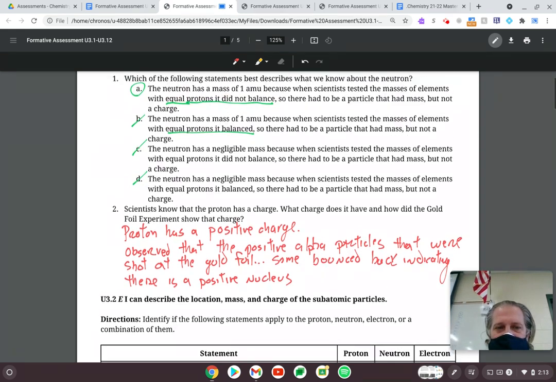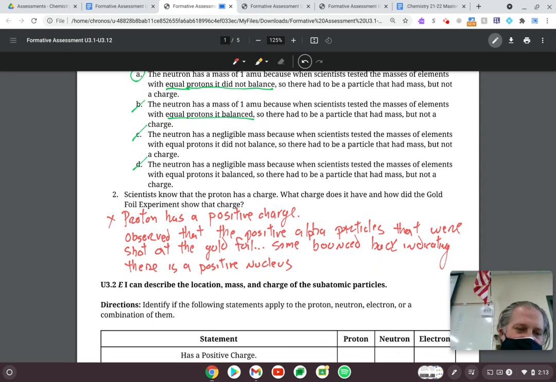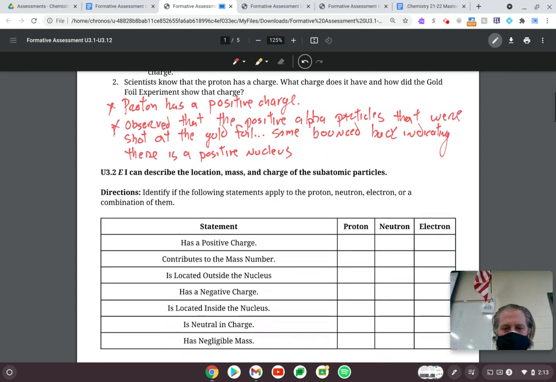These two questions, the first one would be worth 1 point, the second one would be worth 2 points, one for correctly identifying the positive charge, and one for having some type of explanation that makes some logical sense based on what we learned in class.